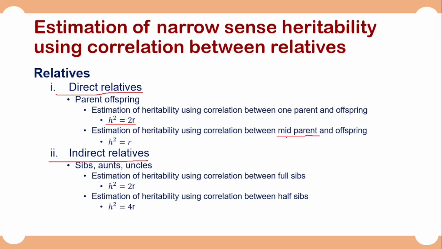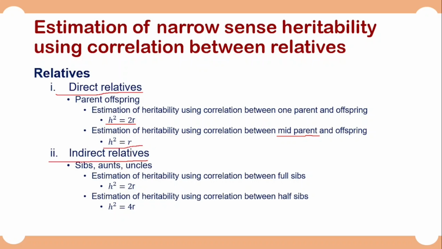If we have data on both of the parents and the offspring, then we will calculate the mid-parent value. Mid-parent value is the average phenotypic value of both parents for a particular trait. So if you have the data on both of the parents and the offspring, then what will you do? You will calculate the mid-parent value and then you will find the correlation coefficient between the mid-parent value and the offspring's phenotypic value. And the correlation coefficient obtained by this method would be equal to the heritability.